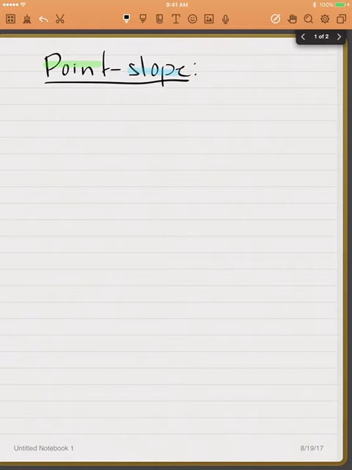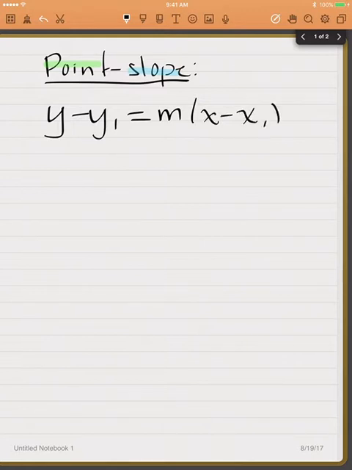So let's start off with the form. So the form of point slope is going to look like this. y minus y1 equals m times x minus x1. Now, let's say, for instance, that we have the following situation. I'll call this example 1.